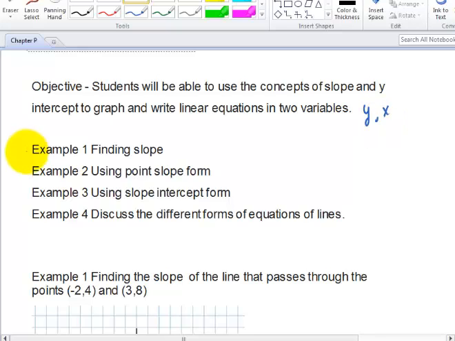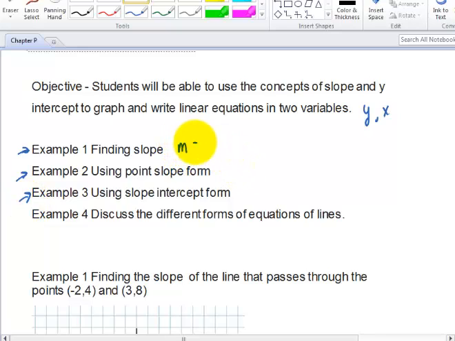Our first example is going to focus on finding slope. The second example is going to focus on coming up with the equation of a line using point-slope form. The third example is going to use slope-intercept form. So let me just put the forms up here.